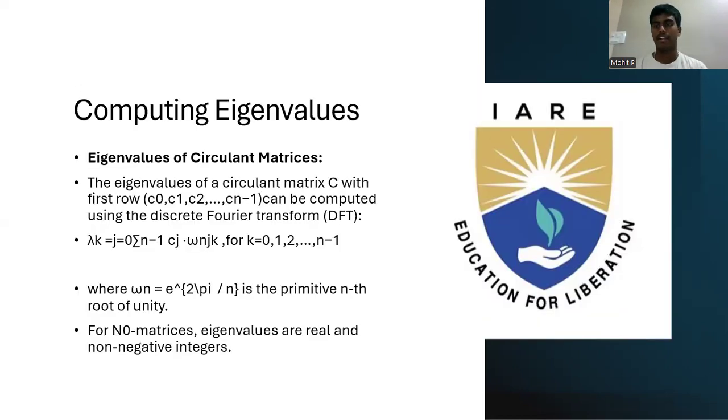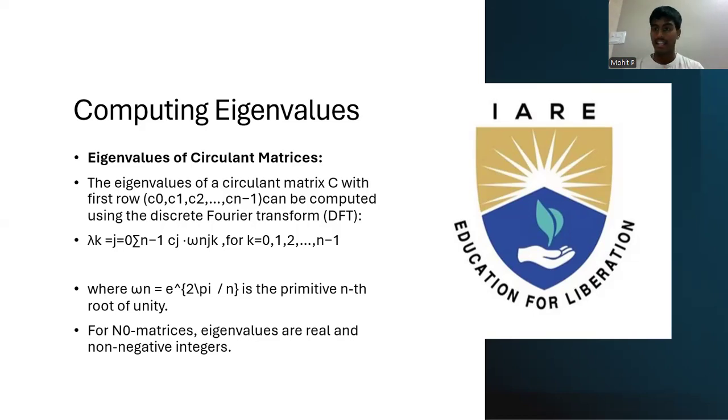Computing eigenvalues. Now we know what a circulant matrix is, and what an N0 matrix is, which is related to the circulant matrix. Now we'll see how to compute the eigenvalues for a given circulant N0 matrix. Eigenvalues of circulant matrices: the eigenvalues of a circulant matrix C with first row c0, c1, and so on to cn-1 can be computed using the discrete Fourier transform method.